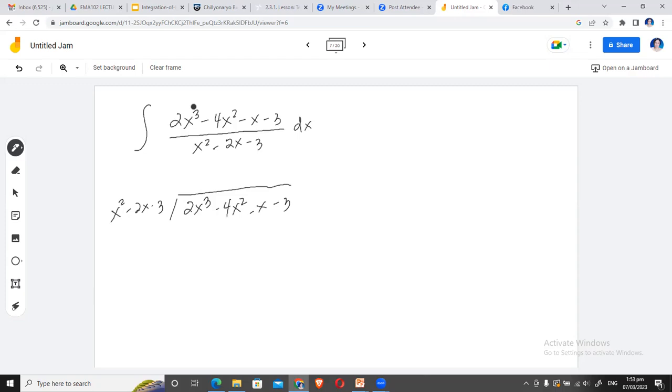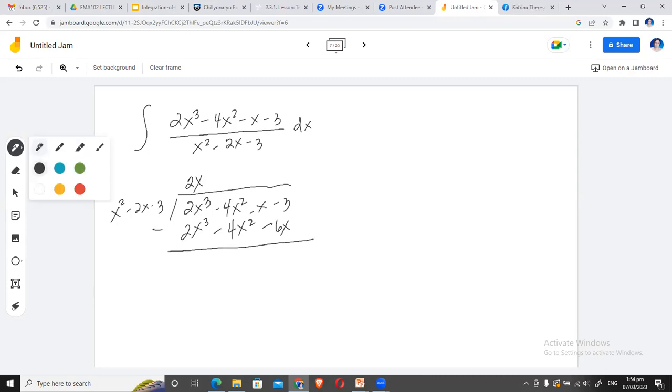Now, what will make your x squared 2x cubed? So your answer would be you need to multiply it by 2x. So after multiplying it with 2x, you multiply the 2x to the original divisor that you have. So you have 2x cubed minus 4x squared, and you have here minus 6x. Then you subtract. When you do subtraction, you can see that this will cancel each other. This will also cancel each other. So what remains is the negative x, and this negative 6x becomes positive. So your answer is 5x minus 3.